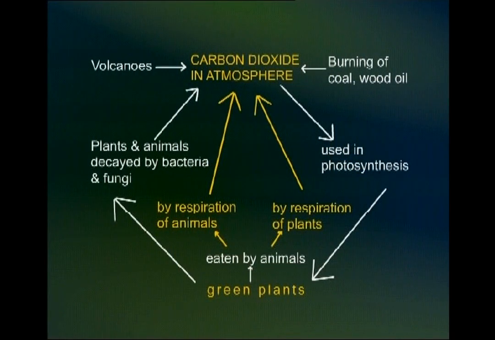You look at the carbon cycle and you will notice that the process continues. There is carbon dioxide in the atmosphere, which is a result of the burning of coal, wood, oil, and then you have green plants which are eaten by animals, and carbon dioxide is to be found in the atmosphere because of the respiration of plants, and in the same way you have the respiration of animals, the animals who eat the green plants, and they respire, and their respiration all goes into the atmosphere.